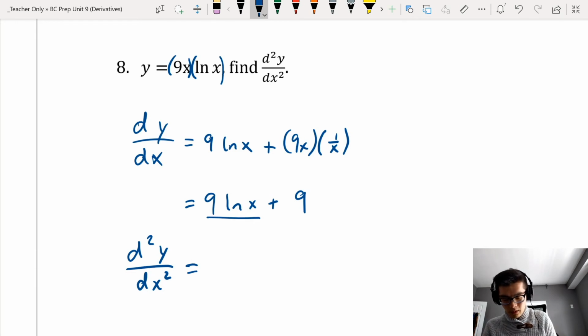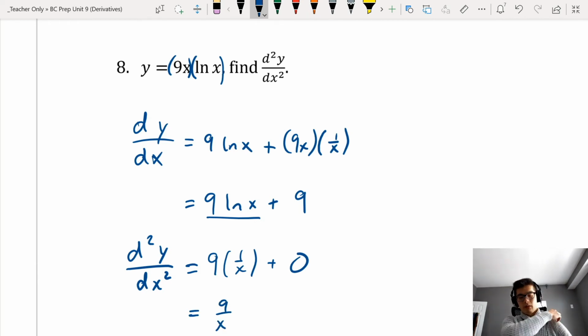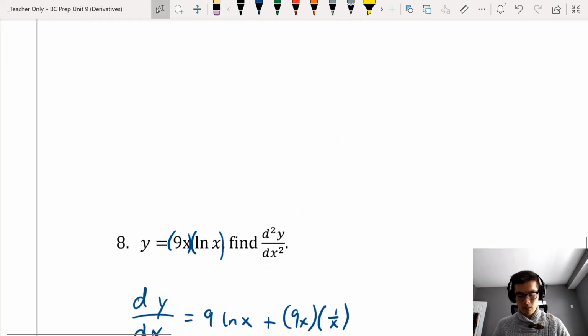So this first one, it's going to be simply 9 times the derivative of whatever natural log of x is, which is 1 over x. And last but not least, that's going to be 0. So that's just 9 over x. And there we go. Squared away. Okay, that was a lot easier than I expected.